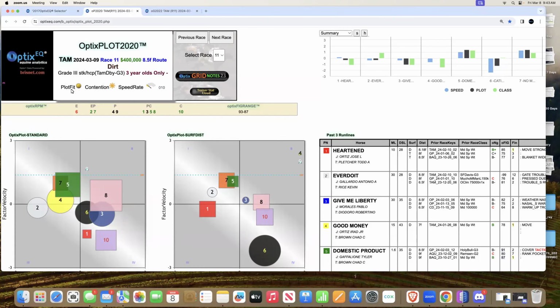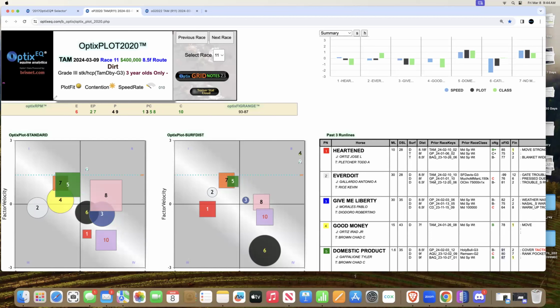It's a plot fit of the yellow, which is okay. It's average. And remember, plot fit determines the kind of predictability of the plot. Contention is soft, and the speed rating is low. So that typically would favor horses that are going to be forwardly placed. So let's look at the horses going to be forwardly placed in this race.